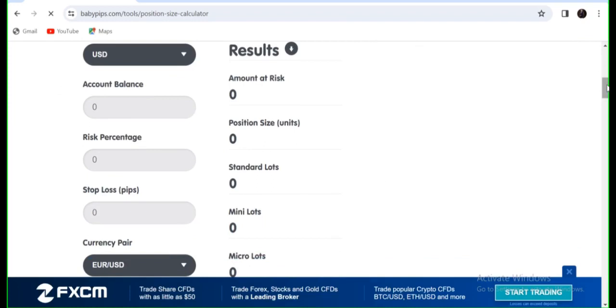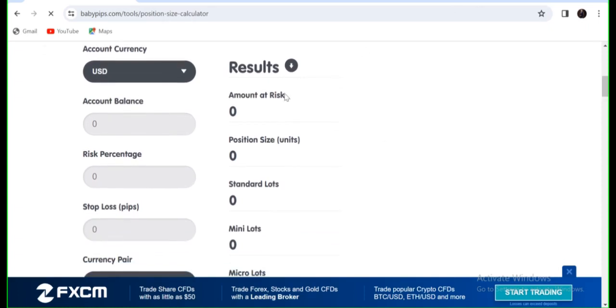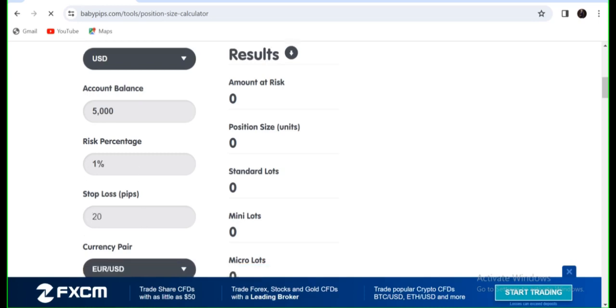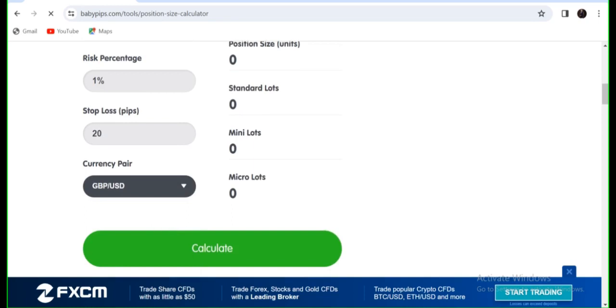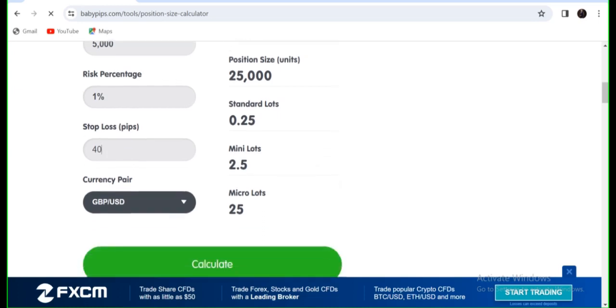So this is the position calculator. You can see it says amount at risk. Okay, that's your loss, account balance, and all that. So if I'm to calculate for an account size of let's say $5,000, and I'm risking just 1%, what stop loss should I use? Let's use 20 pips first, and let me show you something. You see that it's saying that your standard lot size should be 0.25, right? Amount at risk is just 1% of your capital, which is $50.